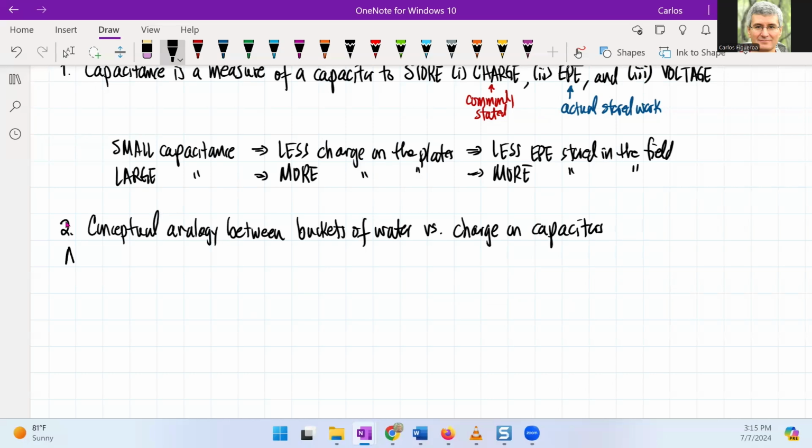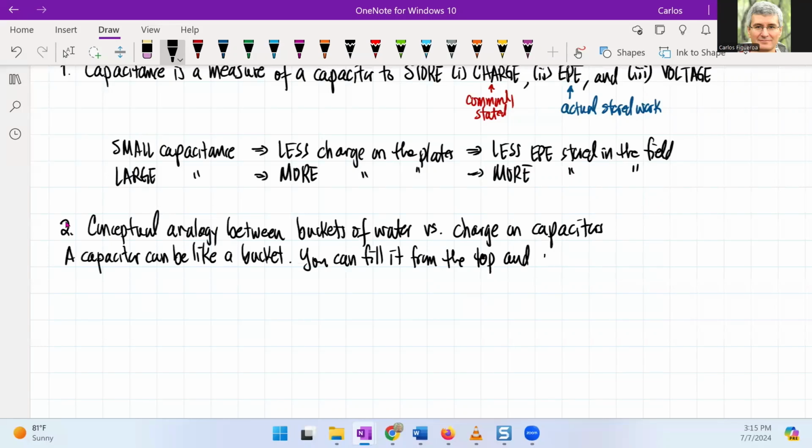So I would say that a capacitor can be like a bucket of water. You can fill it from the top and drain it from the bottom. And so this is kind of what I'm thinking about here.